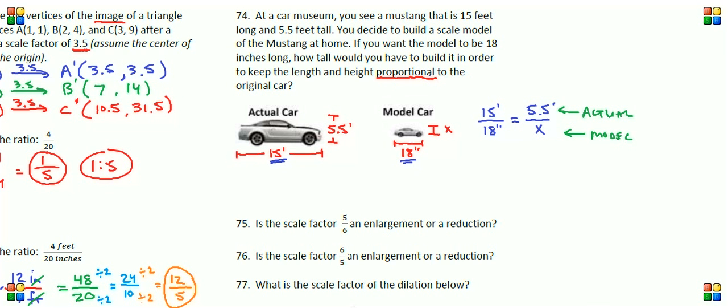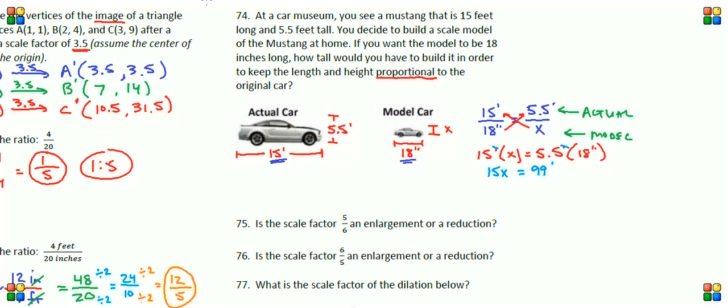Now I'm going to run out of time on this video, so I've got to get this done very quickly. Let's cross multiply. We've got 15 feet times x is equal to 5.5 feet times 18 inches. Well, we have feet on both sides of this equation, so I can actually cancel the feet. So this is going to be 15x is equal to 5.5 times 18 inches, and that's going to be 99 inches.